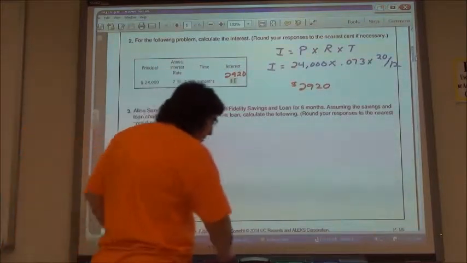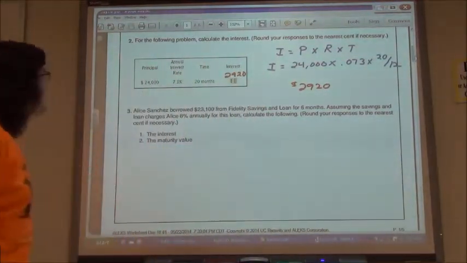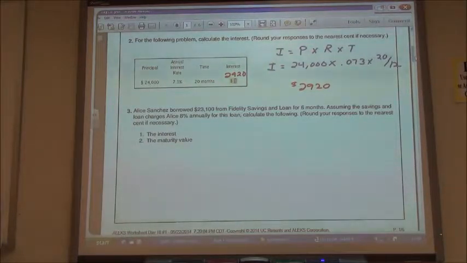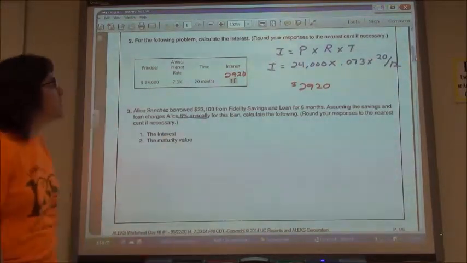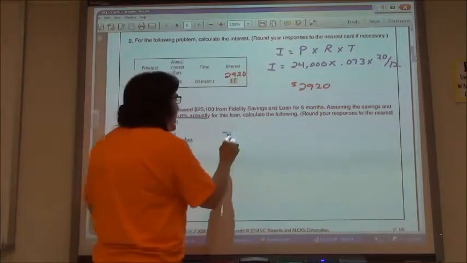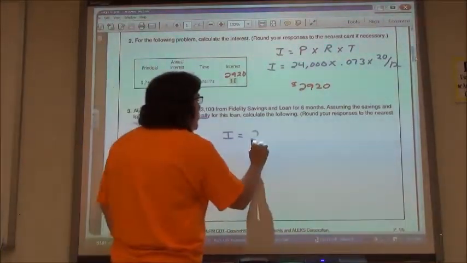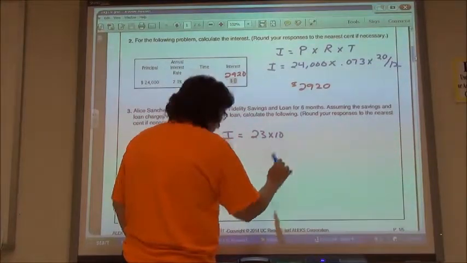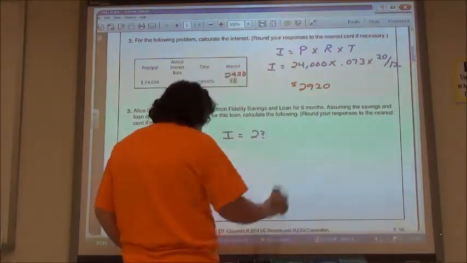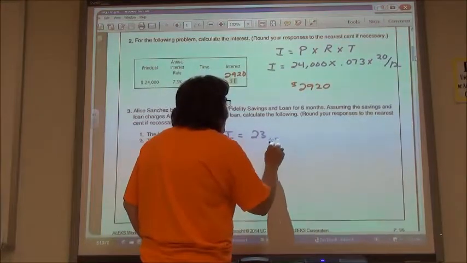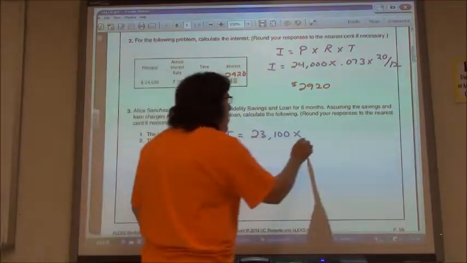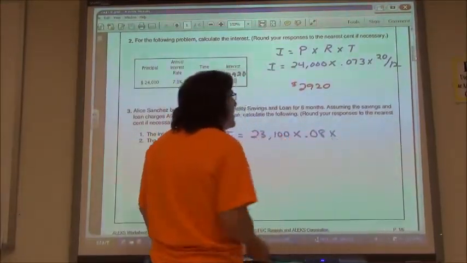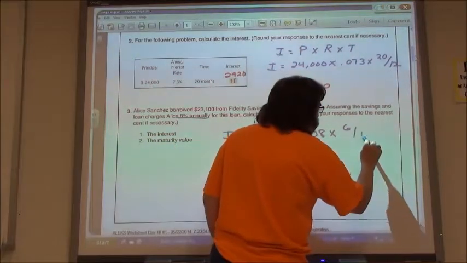Number 3, same kind of thing here. Alice Sanchez borrowed $23,100 from Fidelity Savings and Loans for 6 months, assuming the savings and loan charges 8% annually for this loan. Calculate the following. So my interest is equal to my principal, $23,100, times the interest rate, which is 8%, so 0.08, times my time, 6 months, so 6 out of 12.